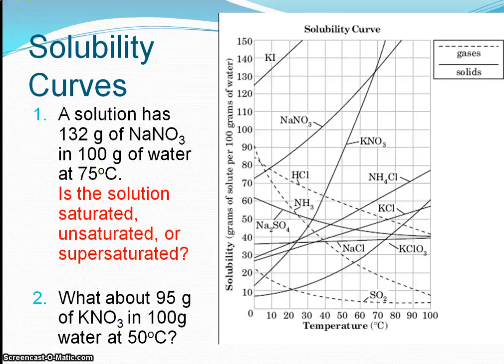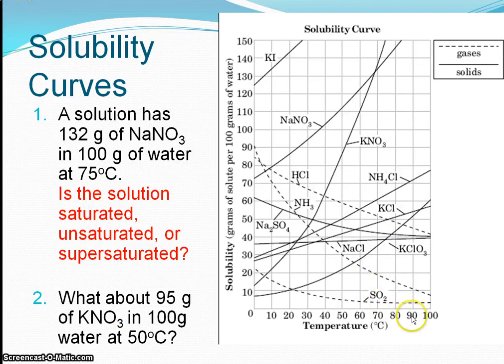So if you find the first one, it says a solution has 132 grams of sodium nitrate in 100 grams of water at 75 degrees Celsius. So first you need to find the point where 75 degrees matches up with 132 grams. So find that with your pencil. And it should be right about here. Sodium nitrate is this line right here. So notice that at this point it's below the line, which means it is unsaturated. If it's below the line, it's unsaturated, on the line is saturated, and above the line is supersaturated.